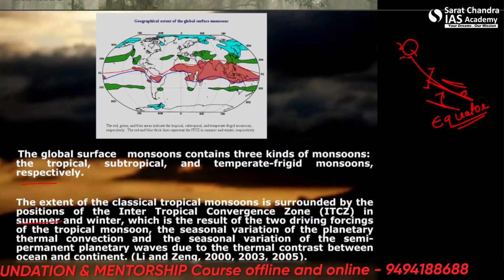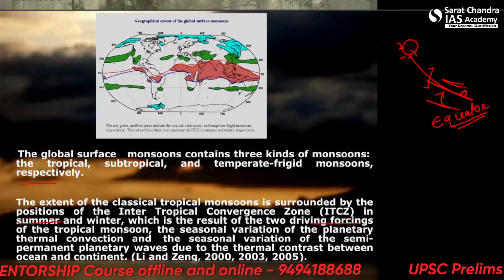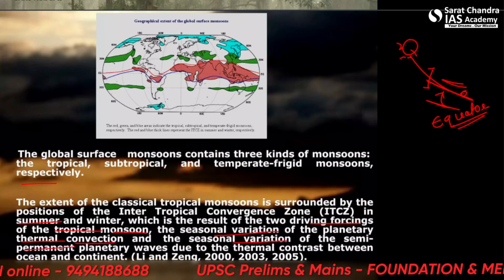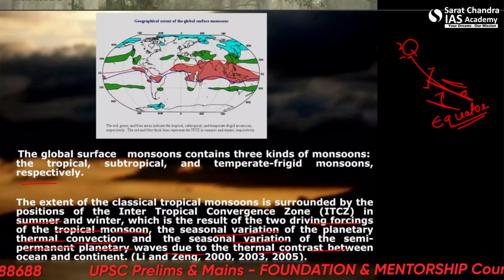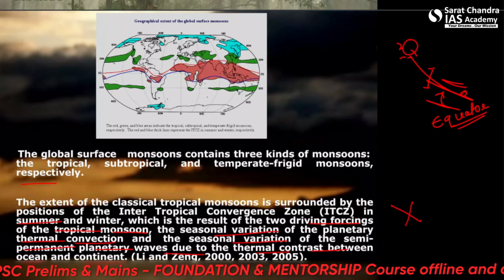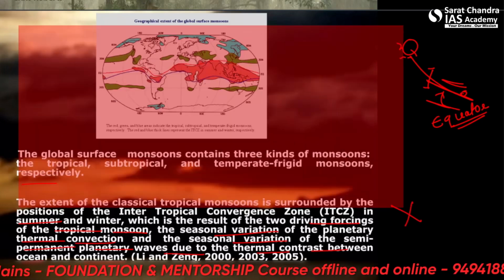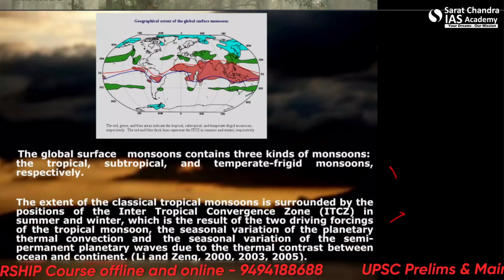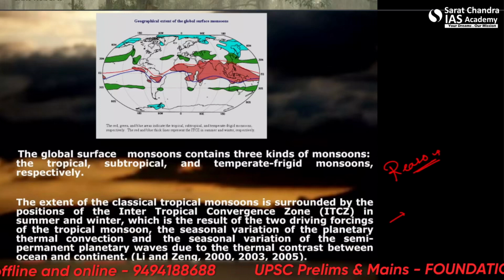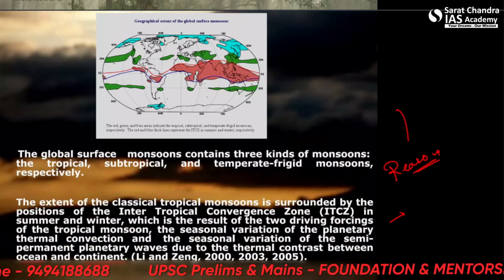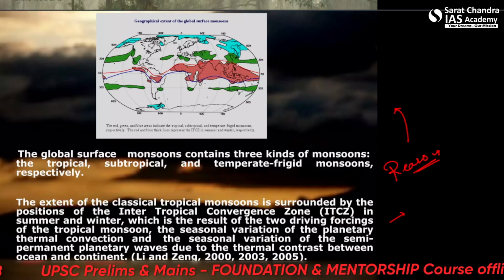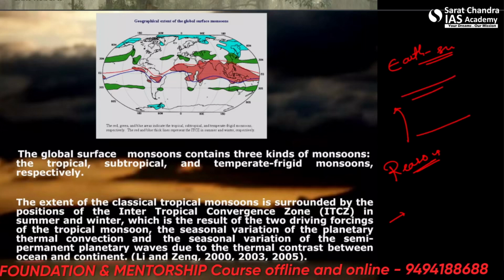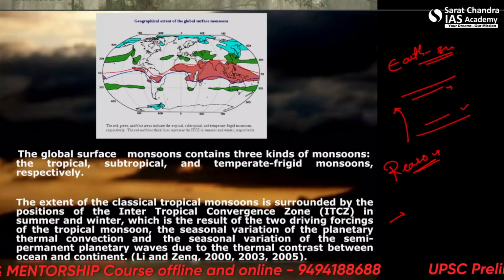So in summer and winter, which is the result of the two driving forces of the tropical monsoon, the seasonal variation of the planetary thermal convection and the seasonal variation of the semi-permanent planetary waves due to the thermal contrast between ocean and continent. You don't need to learn all this complex definition. It is just the standard definition, let's say. These are the reasons because of which the monsoon takes place. But what we need to focus on is simply the movement of the sun, or the movement of earth related to the sun, and the shifting of the ITCZ, which changes the direction of the winds between both tropics.